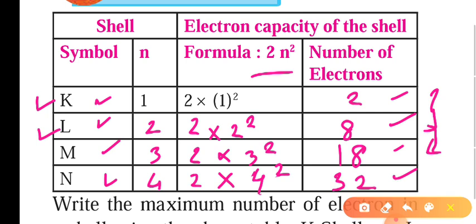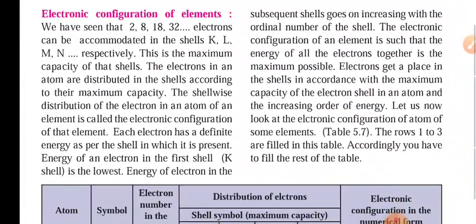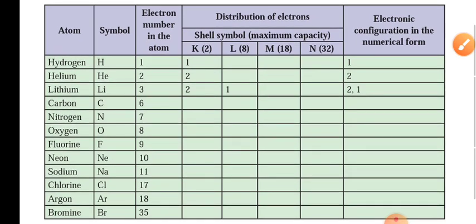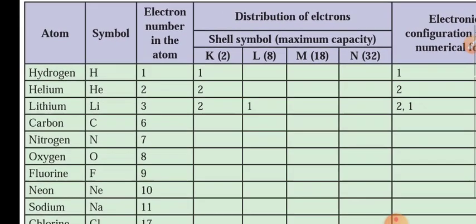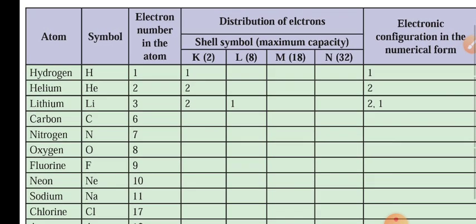So that also we will see, that is the distribution of electrons. We will go ahead to the electronic configuration of elements. Just now we have seen these 2, 8, 18, 32 numbers of electrons that the K, L, M, and N shells can hold respectively. So we'll go directly to the next table, which will give an idea about the electronic configurations and how the electrons are distributed. So let's see it. Now, this is the electronic configuration section.